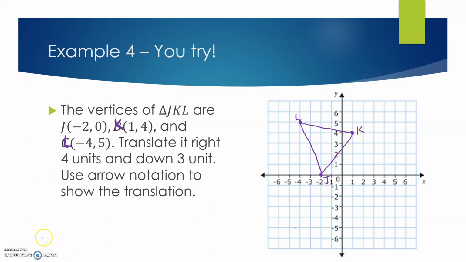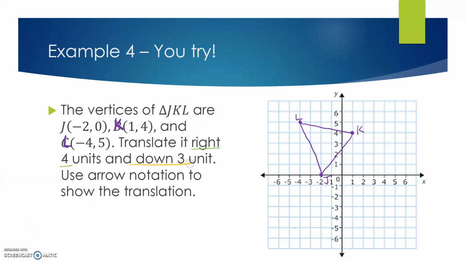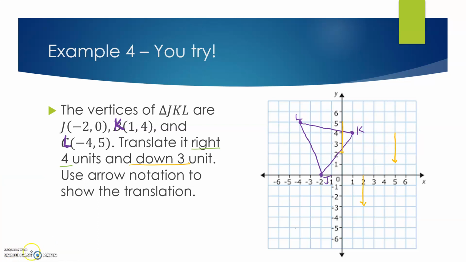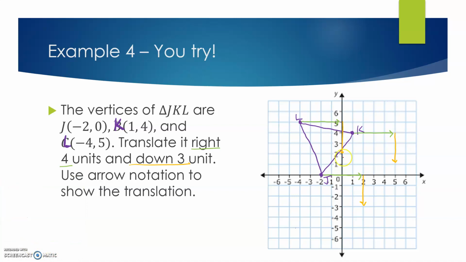If you're having trouble, then think about taking each point and moving it right 4 and down 3. Take a second, try that. So as you can see, I've got some of my translations shown, but each of them should look like this. And then when we fill in our final triangle, we should see something that looks like this.